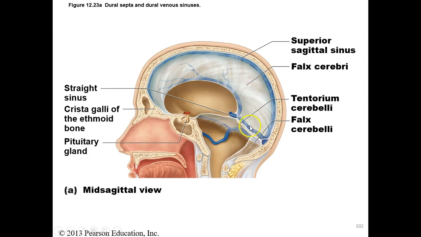But the infolding that extends over the cerebellum within the transverse fissure in the cerebral hemispheres is known as the tentorium cerebelli, literally the tent around the cerebellum. And again, within this fissure, there is also a major venous sinus. The transverse sinus runs through the tentorium.